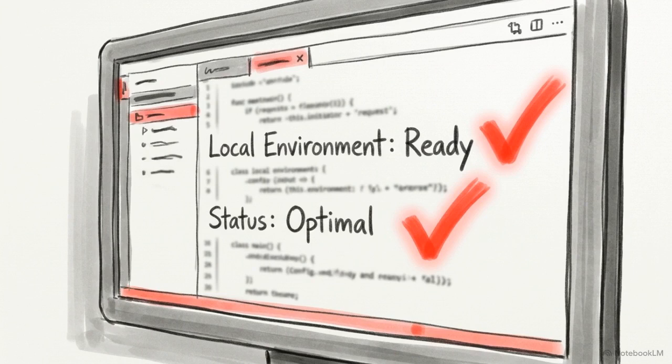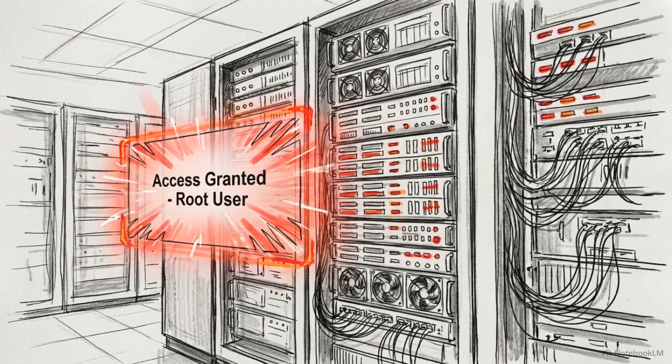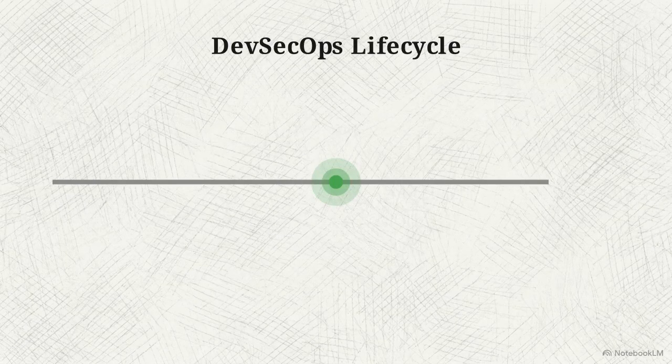Code is written, unit tests pass, and the application works locally. But pushing that software to production without dedicated security testing leaves the door wide open. A bad actor can exploit a single oversight to access your database or bring the entire application down. This diagram outlines a DevSecOps approach to that problem.